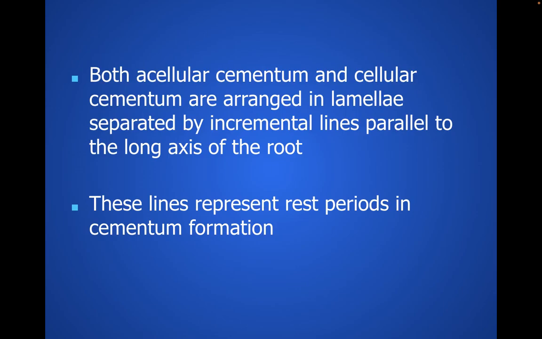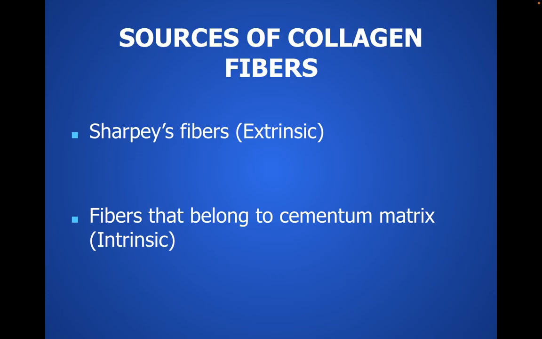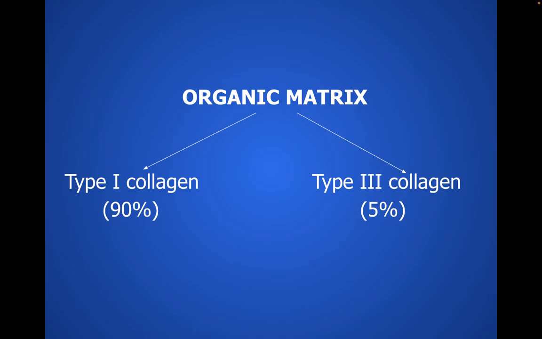Both acellular cementum and cellular cementum are arranged in lamellae, which are separated by incremental lines parallel to the long axis of the root. These lines represent rest periods in cementum formation. So what are the sources of the collagen fibers? Sharpey's fibers, which are also called the extrinsic fibers, and fibers that belong to the cementum matrix, which are known as the intrinsic fibers. The organic matrix is composed of two types of collagen: type 1 collagen, which forms 90% of the organic matrix, and type 3 collagen, which forms 5%.